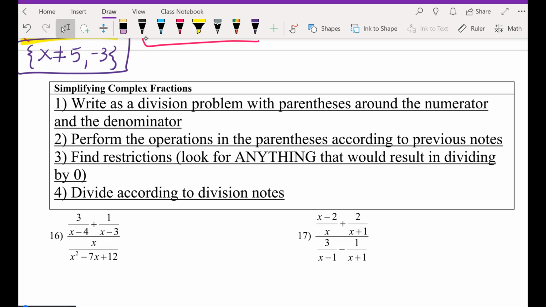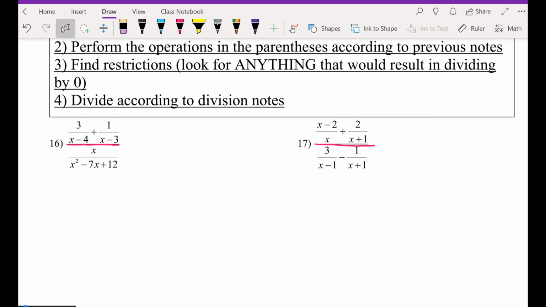Perfect. Okay, so let's talk about the word complex. What does that mean? Yeah, what does it mean? It's hard, it's difficult. Complex means difficult. Look at 16 and 17, the last 2 examples of this unit. Does it look scary? Yeah, okay. But if you think about it, this big old ginormous line means what? Yeah, okay. So just like what it says, write it as a division problem.